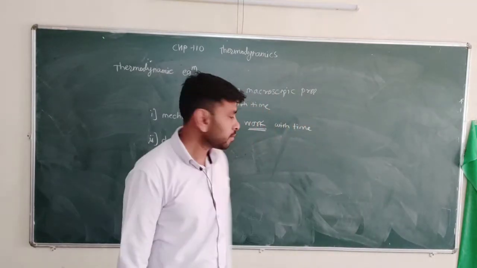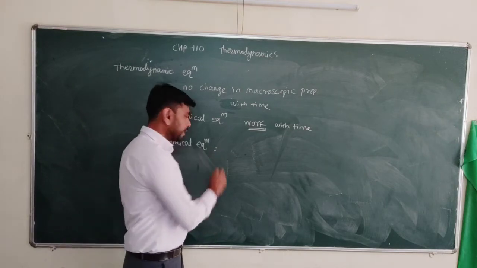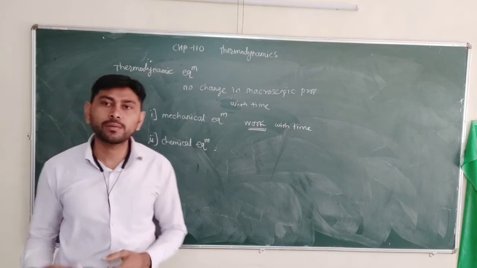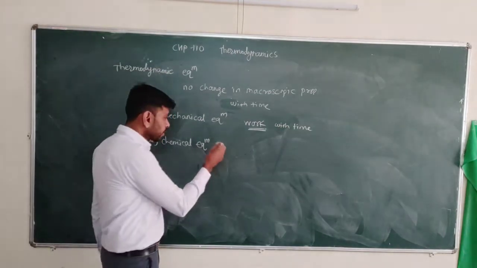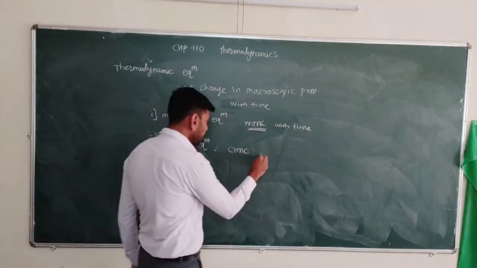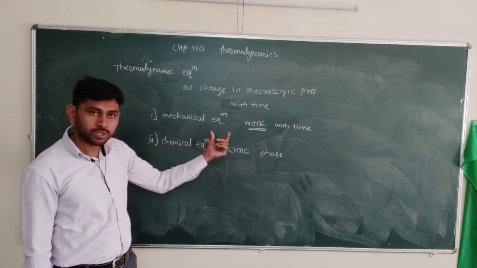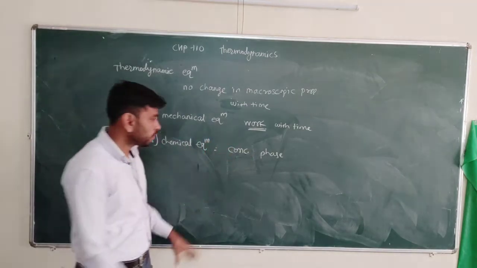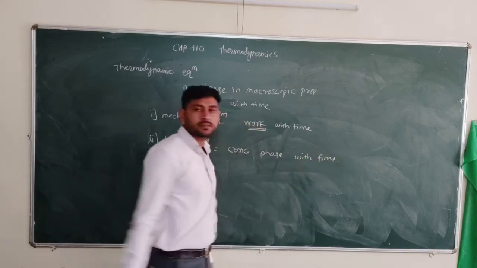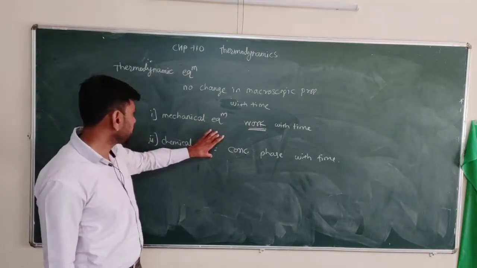What is chemical equilibrium then? In a chemical reaction, there will be change in concentration. So the concentration of phases and phase change takes place in chemical equilibrium. If there is no change in concentration of any phase of the system with time, then the system is said to be in chemical equilibrium.